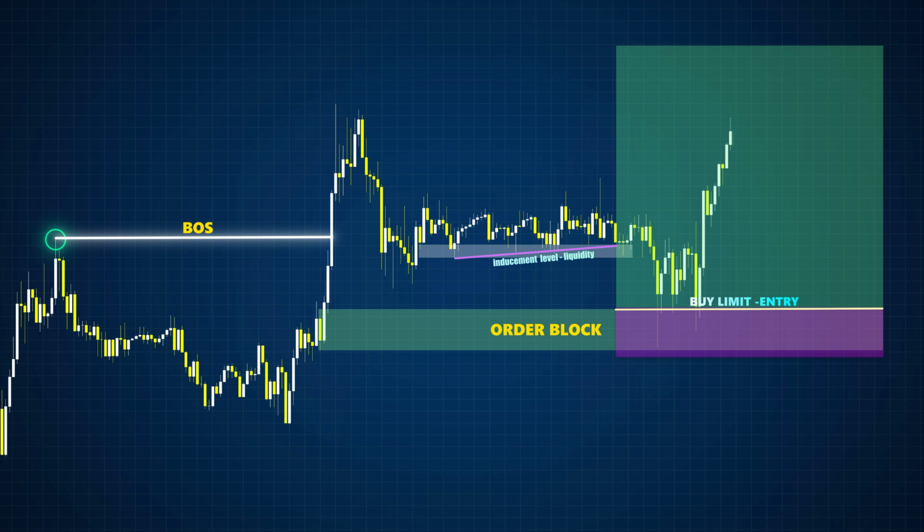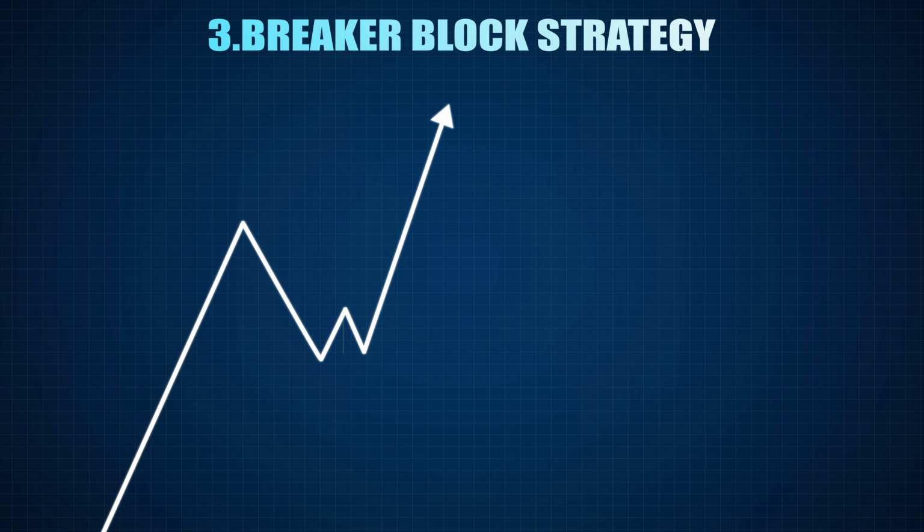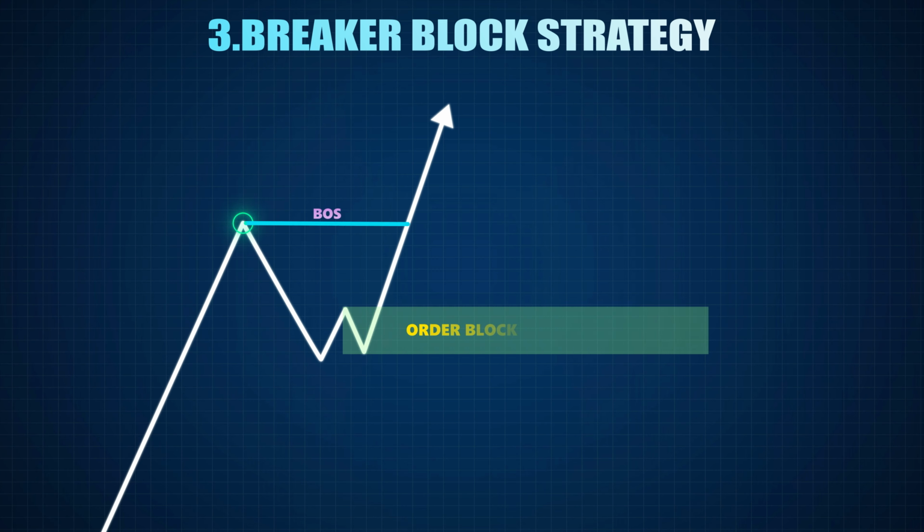Let's move on to our third strategy. Here's the idea. When the price makes a big move up, it often leaves behind an important area, the last strong green candle before the breakout. We call this area an order block. Usually when the price comes back to this level, it acts as support. But sometimes, the price ignores this area and falls below it, breaking previous lows.